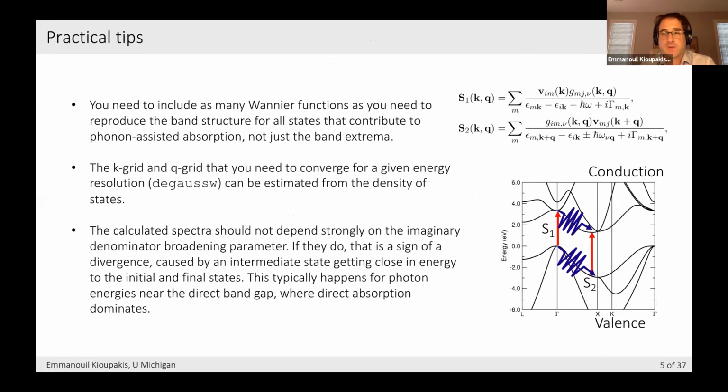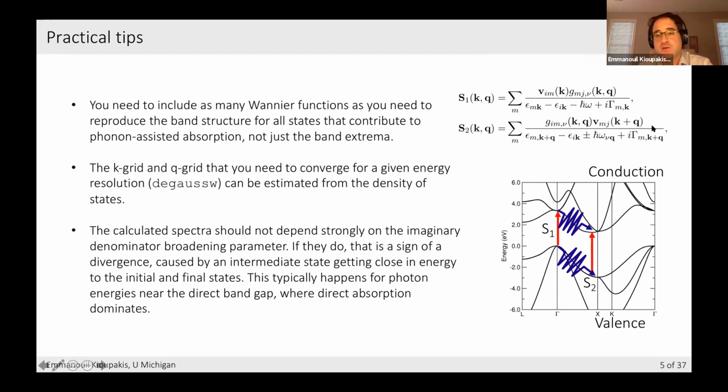Again, we mentioned that your electrons may start or end at states which are very far from the band extrema, as far as the photon energy you are asking to calculate, in this case 3 eV. So you need to ensure that you have all the Wannier functions you need to reproduce the band structure for the energies where photons can take the electrons from, or take them to. Okay, so just to ensure that you have a good band structure throughout your Brillouin zone and for all the energies that your carriers may be excited to.